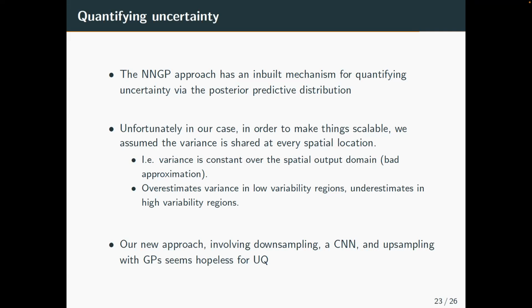But unfortunately, in our case, in order to make things scalable and actually work, in order to actually get it to run, we had to assume that the variance was shared at every single spatial location. So I sort of hinted at this when I talked about predicting the field component-wise and having to share a parameter set. When it shares a parameter set, we're implicitly saying the variance needs to be the exact same everywhere. And this is an absurd assumption to make for climate data, because we know that the variability in things like mountainous regions is very high. And the variability in tropical ocean areas tends to be quite low, at least for temperature. It doesn't change too much if you're near the equator.